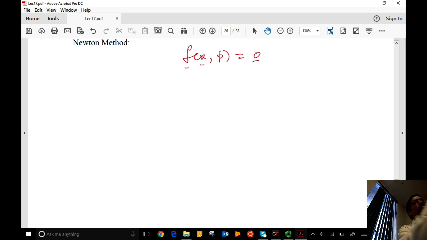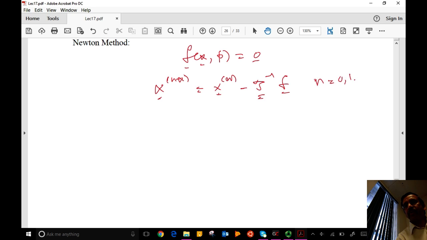Okay, are you all familiar with the Newton method, right? So the Newton method essentially is x at n plus 1 is equal to x at n minus J inverse f, with n going from 0, 1, etc. Now the Newton method converges how fast? You're familiar only with the method, not about convergence. It converges quadratically.